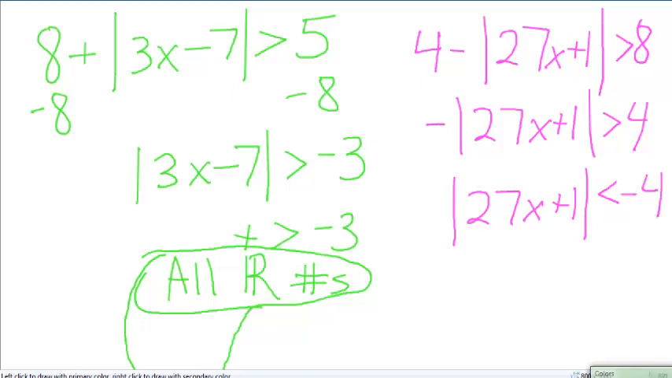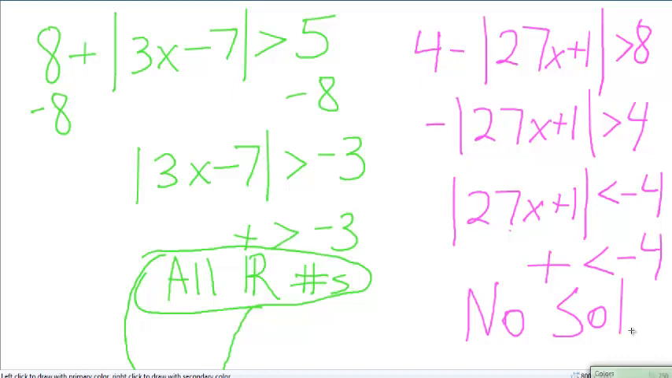Now again, we have the same issue. We have an absolute value compared to a negative. This time it's less than. When is this positive number less than negative 4? Never. So we have no solution. So if we get an absolute value is greater than a negative, it's all real numbers. Absolute value is less than a negative, it's no solution.